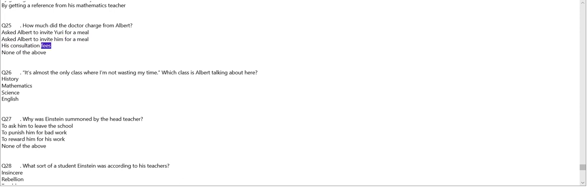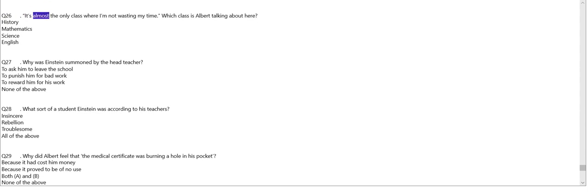His consultation fees. None of the above. Q26. It's almost the only class where I'm not wasting my time. Which class is Albert talking about here? History. Mathematics. Science. English.